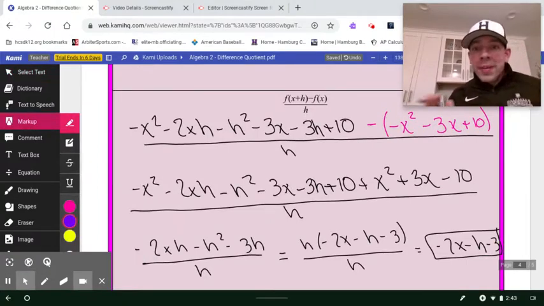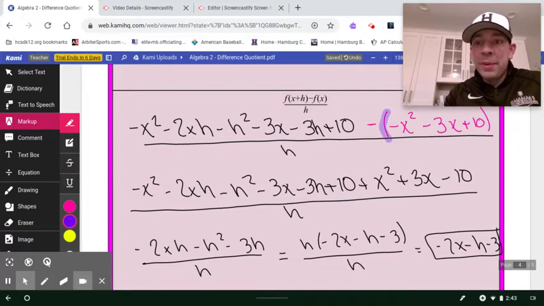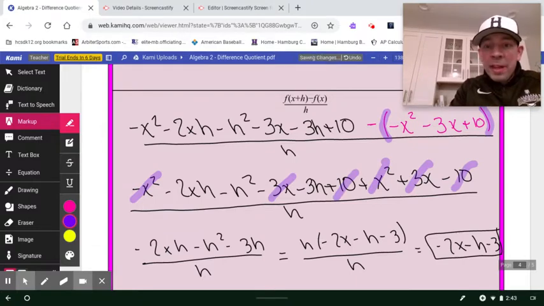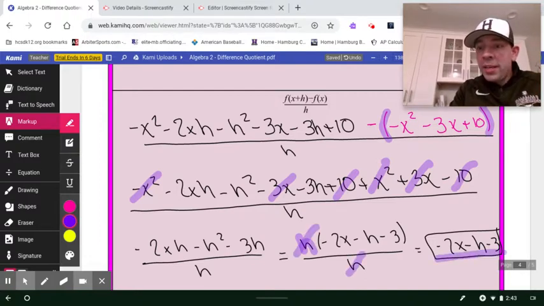All right, so here's my difference quotient. A couple of things I want to emphasize here. Hopefully we've got parentheses around our f of x function so that we get that negative distributed. Then we were able to cancel these x squareds, cancel the 3x, and cancel the 10. We rewrote what was still alive, and we factored out this GCF of h, which allowed us to cancel it and simplify the expression. And so we're thinking negative 2x minus h minus 3 is our final answer.